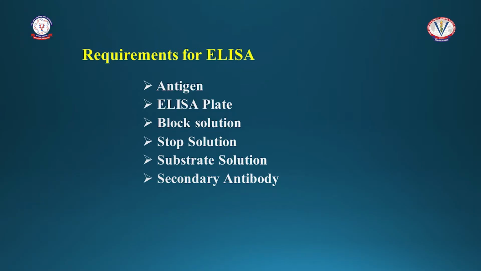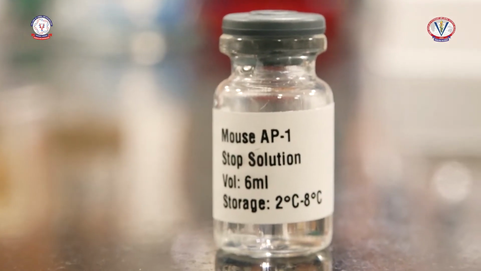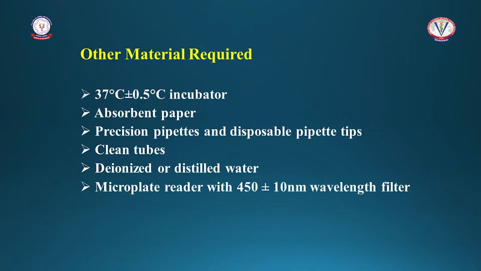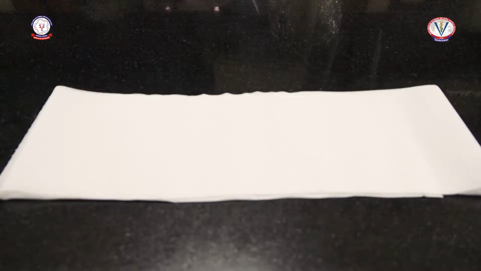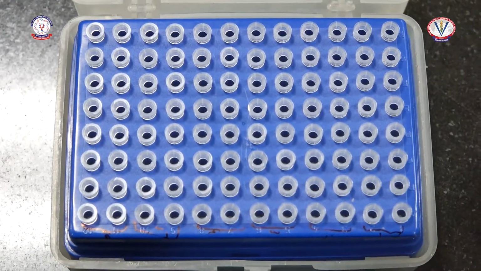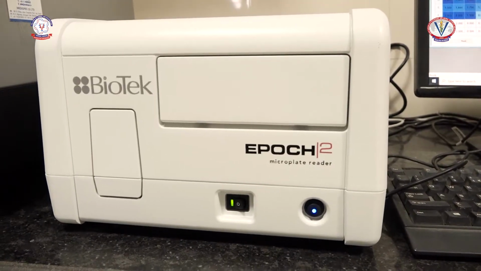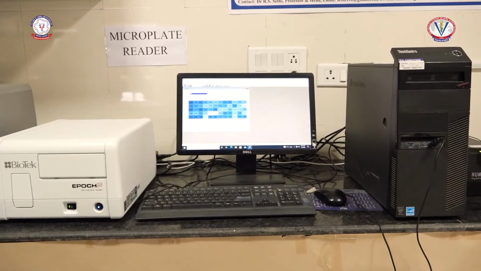If we talk about the requirements for ELISA, first of all we require antigen, ELISA plate, then stop solution, substrate solution and secondary antibody. The other materials which are required to perform ELISA are an incubator maintained at the temperature of 37 degrees Celsius, absorbent paper, precision pipettes and disposable pipette tips, clean tubes, deionized or distilled water, and last but not the least, a microplate reader with the wavelength of 450 nanometers.